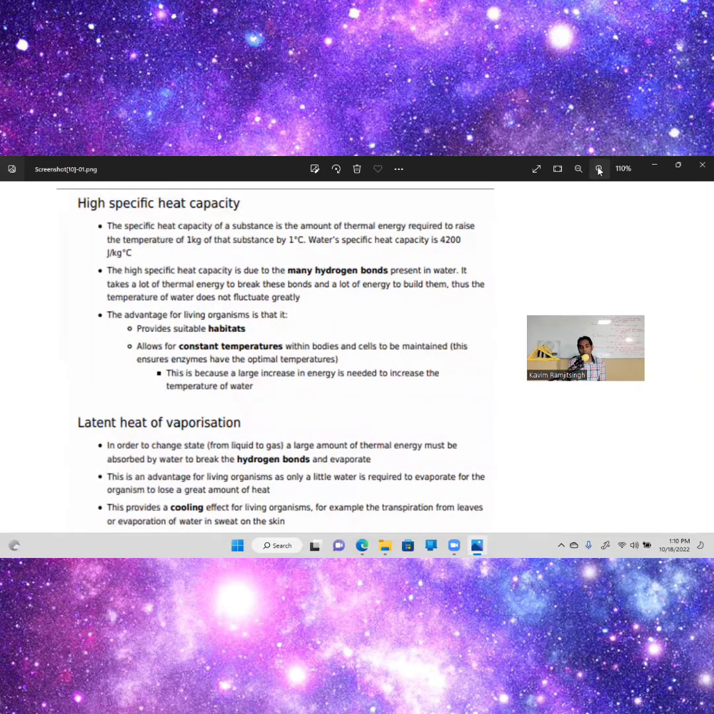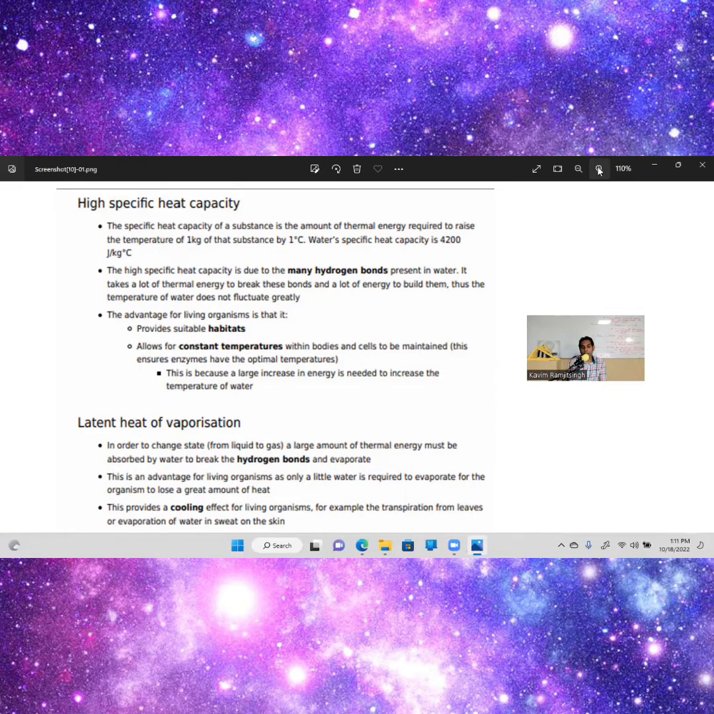And you see any advantages, there's one more. You see any advantages for high specific heat capacity, it provides a suitable habitat, right? It maintains a constant temperature in the body, so that the enzymes can work effectively. And also in those habitats, you wouldn't want the water changing ever so often by great temperatures, then the homeostasis of the organism, they can't control that and they might die. So because of that high specific heat capacity, which is due to the many hydrogen bonds in water, it leads to these advantages for living organisms, right?